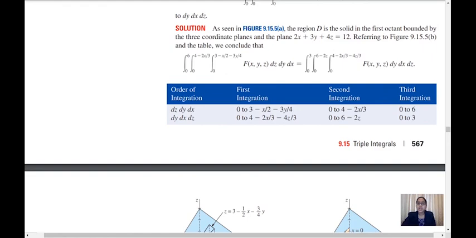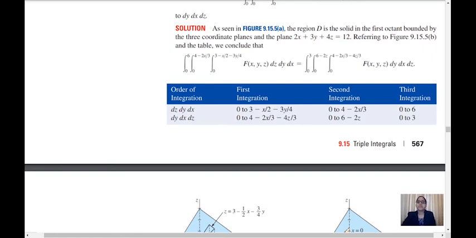Then the next one is x. We have already considered y, so you can remove this y from the plane equation and just see what the variation of x will be. X will be nothing but 12 minus 4z by 2, that is 6 minus 2z. So x varies from 0 to 6 minus 2z. And in the last portion we have z, so remove x and y, and z varies from 0 to 12 by 4, that is 3. Okay, so I hope this is clear.